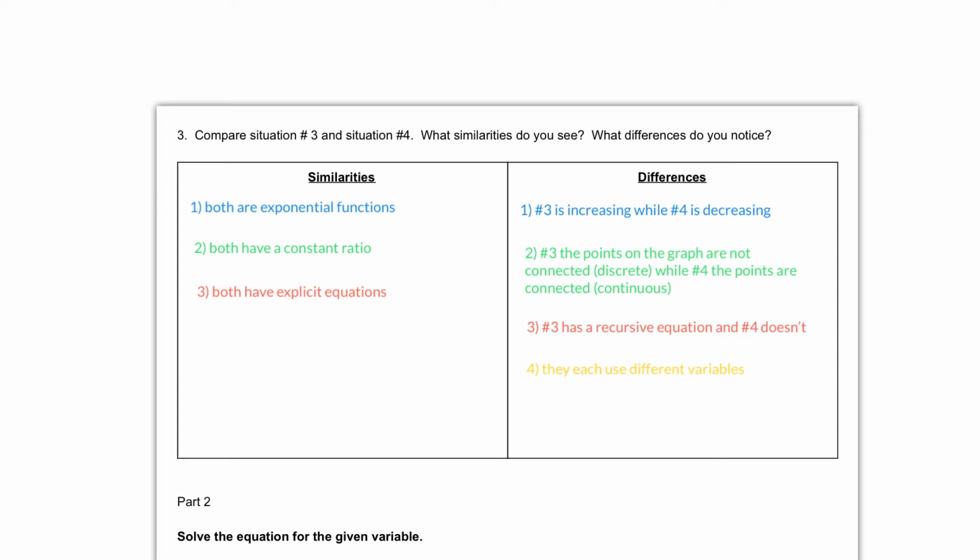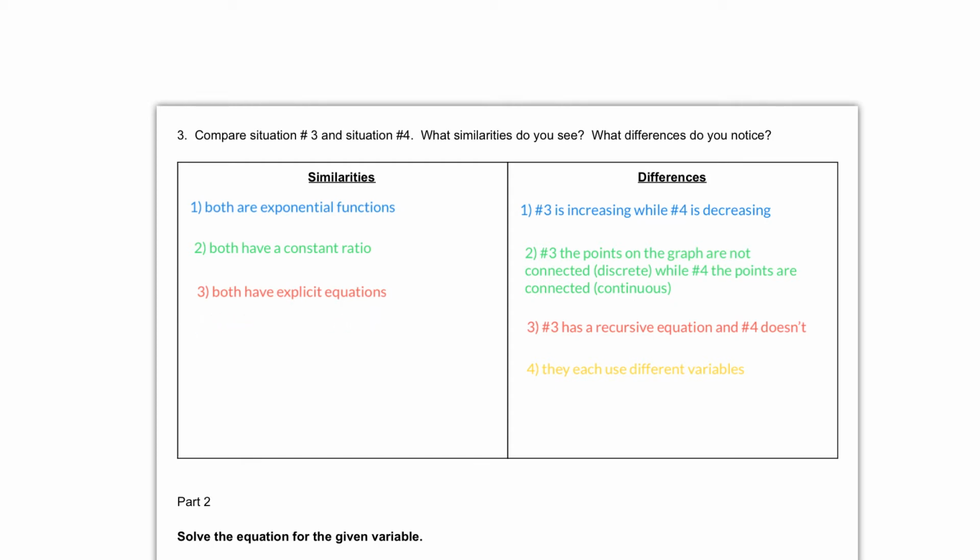You can think about that as geometric, but remember, if the points are connected, it is not going to be a geometric sequence because it's not a sequence anymore. But geometric and exponential have the same similar curve. Number 2, they both have a constant ratio, so we're multiplying by the same number each time. And number 3, they both have explicit equations.